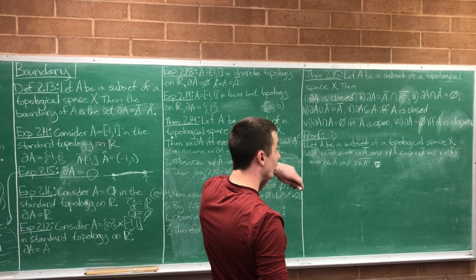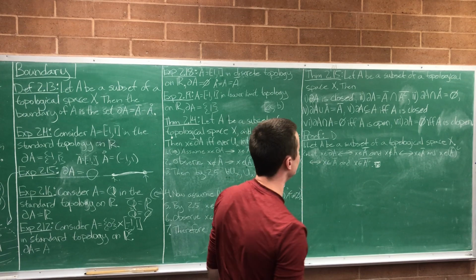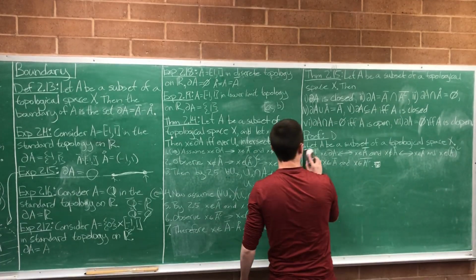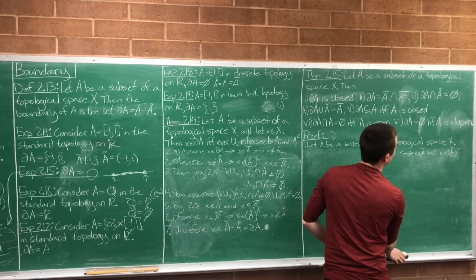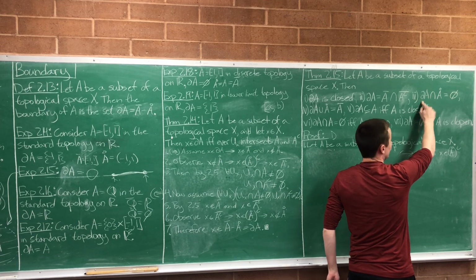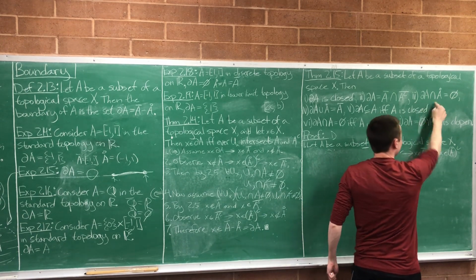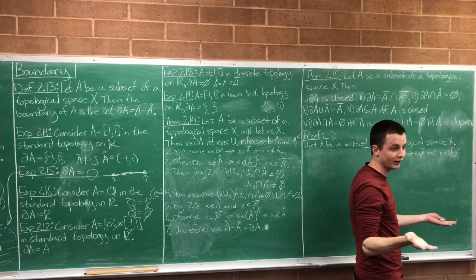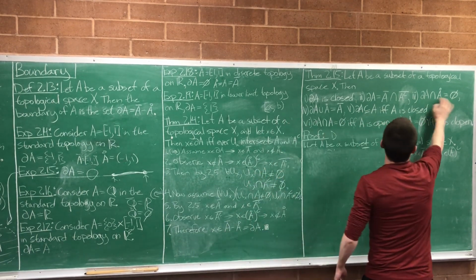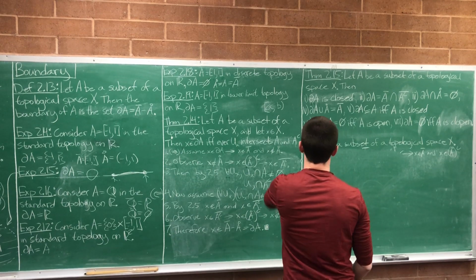Next, show that the boundary intersected with the interior is empty. Well, that one's just obvious. The boundary is the closure minus the interior. So we take the closure, remove the interior, and then intersect it with the interior. It's the empty set. I don't think we even need to write that, do we? No, that's pretty straightforward. So that one's straightforward. Let's go to the next one.